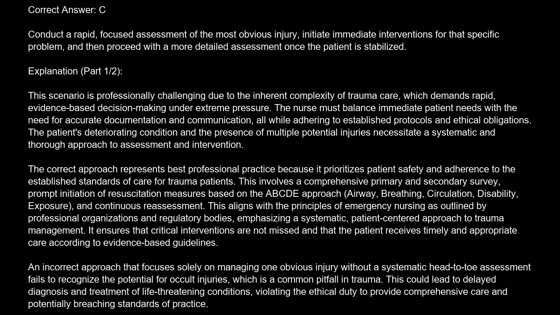This aligns with the principles of emergency nursing as outlined by professional organizations and regulatory bodies, emphasizing a systematic, patient-centered approach to trauma management. It ensures that critical interventions are not missed and that the patient receives timely and appropriate care according to evidence-based guidelines. An incorrect approach that focuses solely on managing one obvious injury without a systematic head-to-toe assessment fails to recognize the potential for occult injuries, which is a common pitfall in trauma. This could lead to delayed diagnosis and treatment of life-threatening conditions, violating the ethical duty to provide comprehensive care and potentially breaching standards of practice.